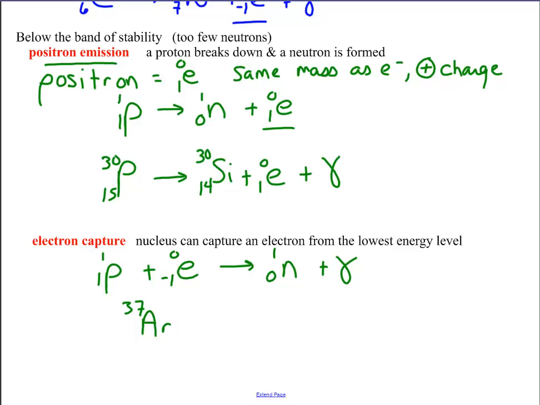An example of an isotope that goes through electron capture, could also go through positron emission, would be argon-37. So argon-37 captures an electron, so we're going to get an element that has 1 fewer protons. That would be chlorine, same mass, so chlorine-37, plus some gamma radiation is generated.